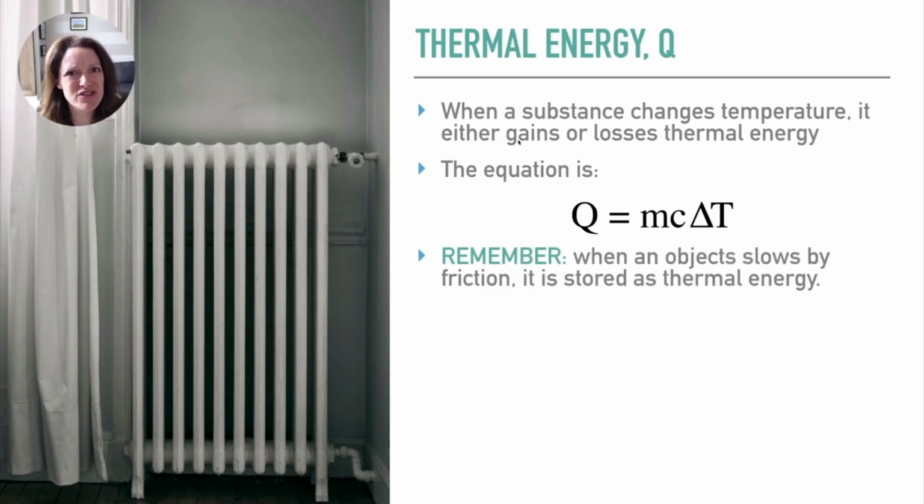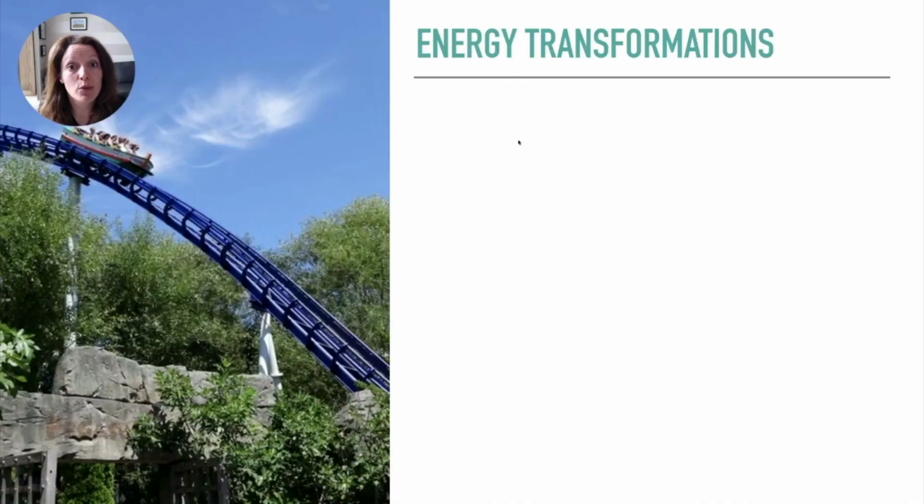And why am I telling you this right now in mechanics? Well, when an object slows by friction, that energy is all transferred into heat energy. So say you have something moving very quickly and friction slows it down, what's actually happening is that kinetic energy is transferring to thermal energy. And that might be a key energy transformation that you'd be examined on. Which brings us into energy transformations.